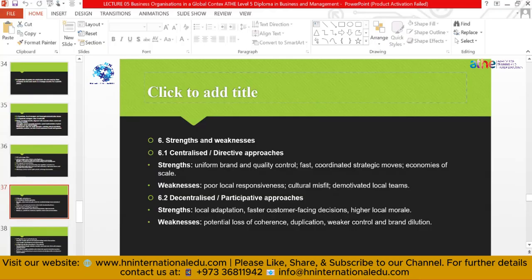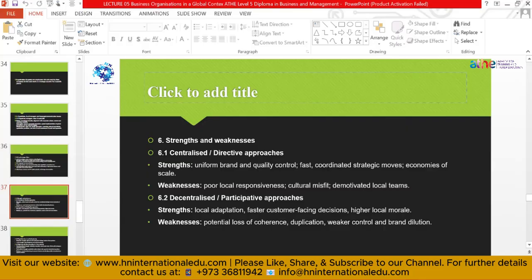Strengths and weaknesses: centralized and directive approaches. Strengths: uniform plan and quality control, fast coordinated strategic moves, economies of scale, that is producing goods and services in bulk quantity. However, poor local responsiveness, cultural misfit, demotivated local teams. Sometimes if you're always favoring the expatriates in front of the locals, it can cause again a demotivation factor.